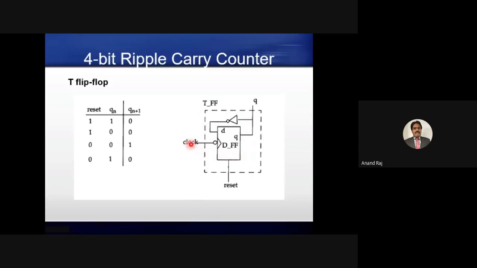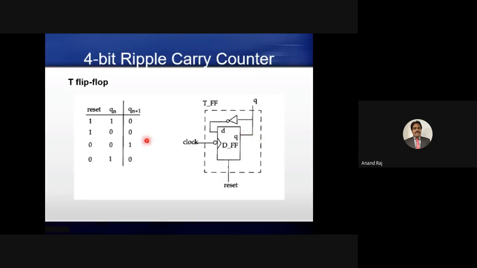When the clock is active, that is when the clock is going from 1 to 0, whatever is at the input. So if the previous state was 0, it would have inverted and come here. So now D is 1. As per the characteristics of the D flip-flop, it is passed on to the output Q.